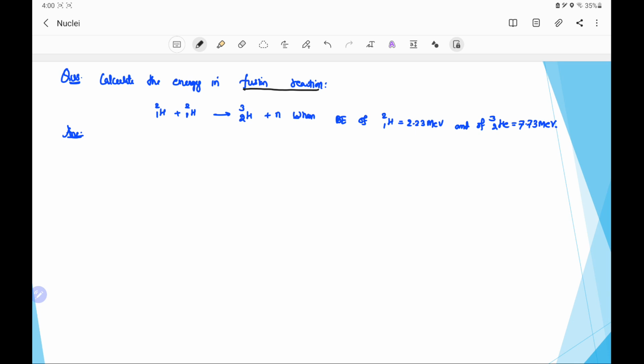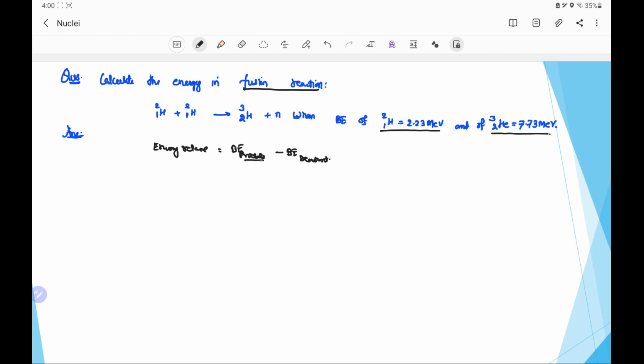fuse to form a heavier nucleus, and the product will have a higher binding energy per nucleon. The reaction is hydrogen plus hydrogen gives another isotope of helium plus a neutron, where the binding energy of hydrogen, that is deuterium, is 2.23 million electron volt, and of the helium isotope is 7.73 million electron volt. So the energy released will be equal to the binding energy of the products minus the binding energy of the reactants.